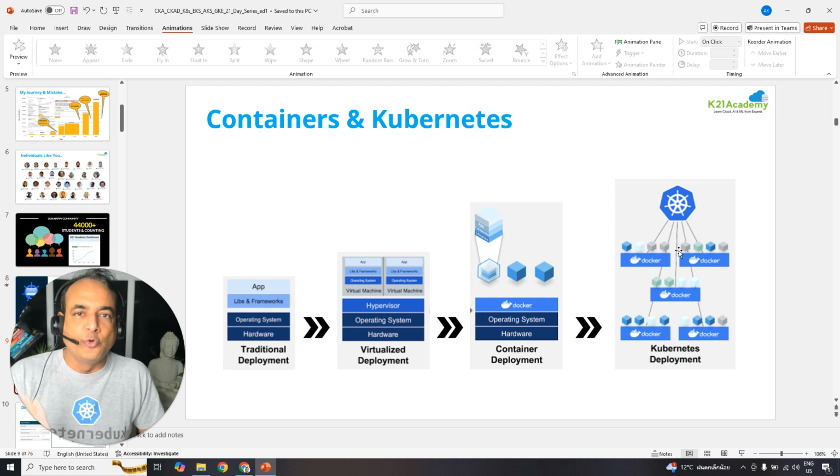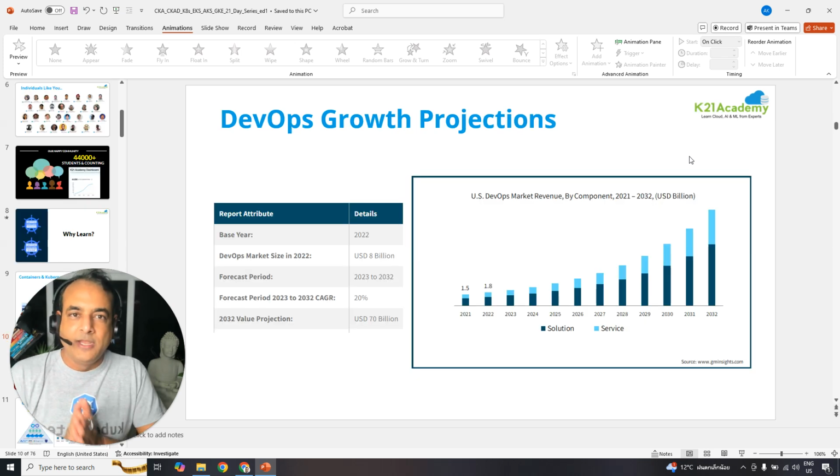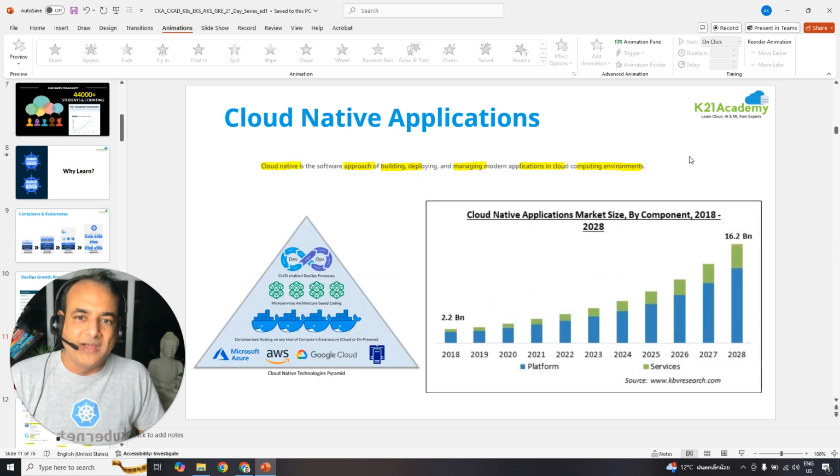We're going to go deeper into these things, and especially focus on Kubernetes, which you see on the right-hand side. Now, the whole thing comes under the DevOps umbrella, and it's growing rapidly as well. Cloud native applications are where things are going more and more.